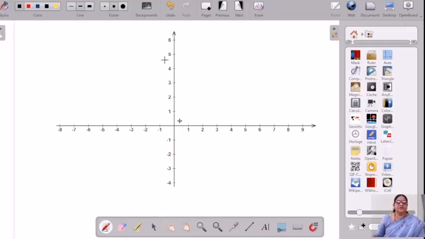See, the first line is passing through the point 4, 4. Second line is passing through the point 8, 3.